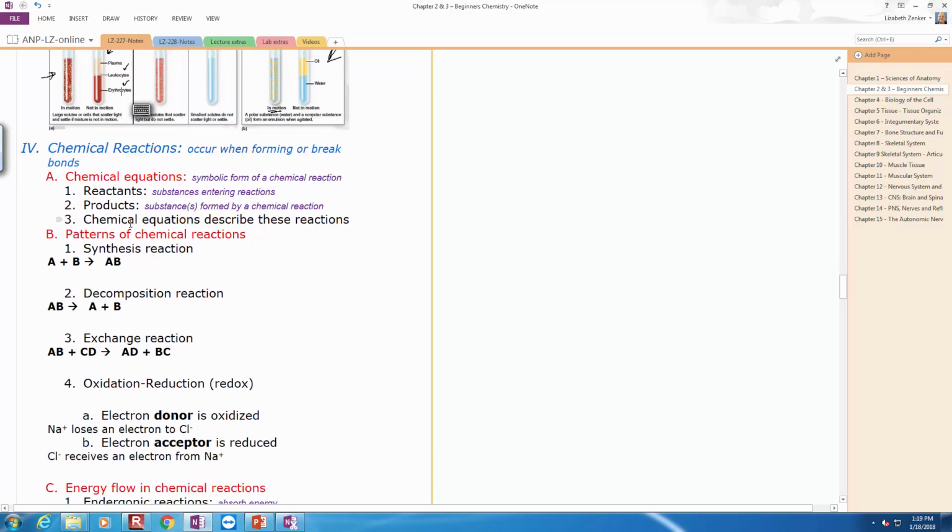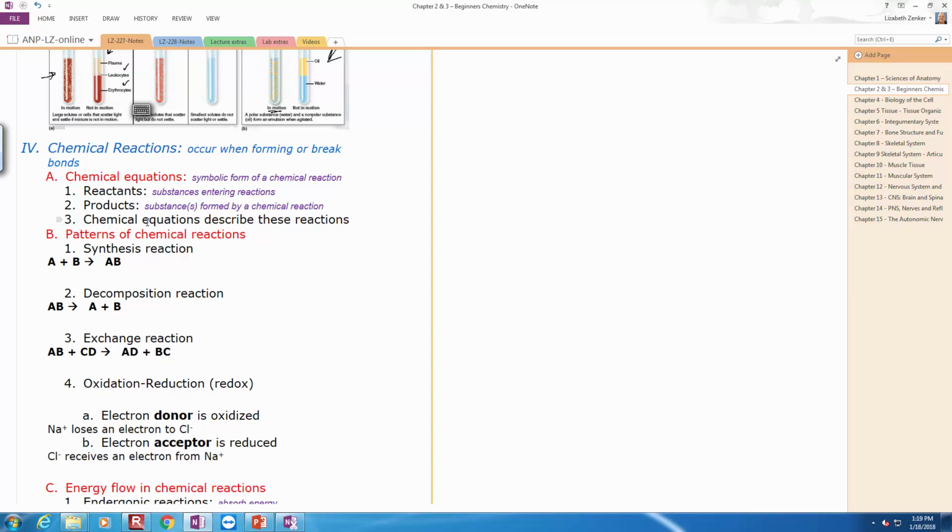Now we get into chemical reactions, and it says they occur when forming or breaking bonds. Another word for forming would be making, right? So we're either making a bond or we're breaking a bond, okay? And either way, it's a reaction. So a chemical equation is the symbolic form of a chemical reaction. It's just saying, how do we write it on paper to show what's happening, right?